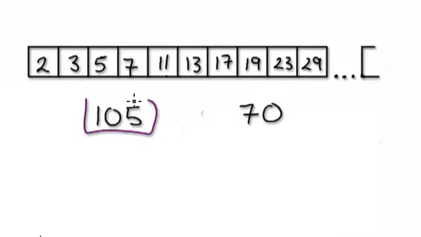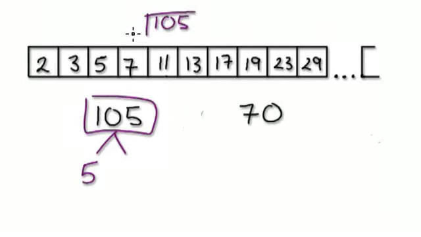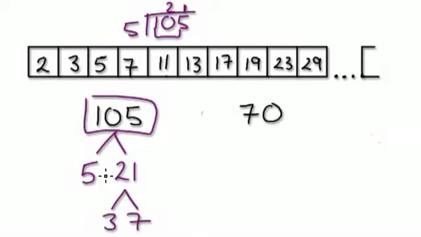Okay, so let's try and break this up as a product of primes. So hang on, let's think. 105. Let's try 5 because it should be able to divide by 5. 105 divided by 5 would be 21. So you can think of 105 as 5 times 21, and then break the 21 up as 3 times 7. So 105 can be written as a product of these primes.